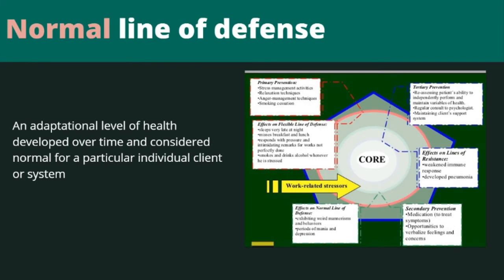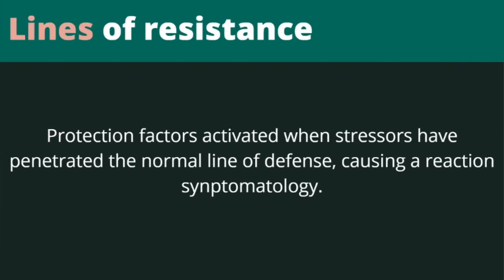So now let us proceed to the normal line of defense. It is an adaptational level of health developed over time and considered normal for a particular individual, client, or system. The effects of the normal line of defense are exhibiting weird mannerisms and behavior, and periods of mania and depression.